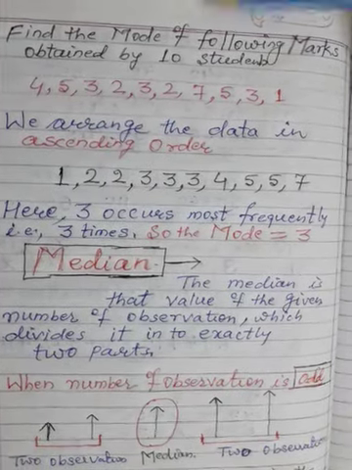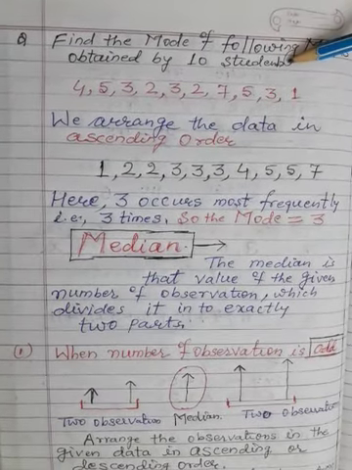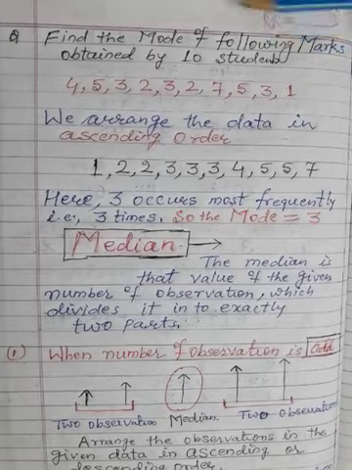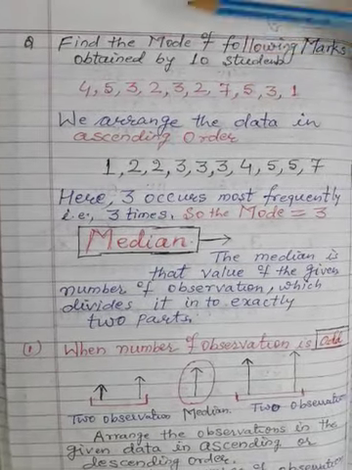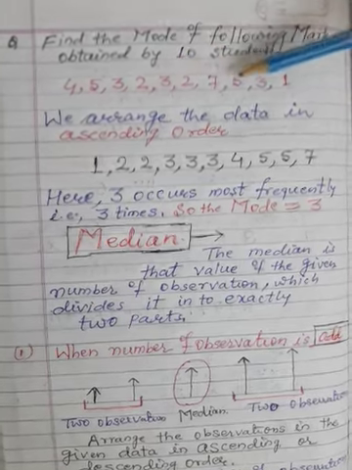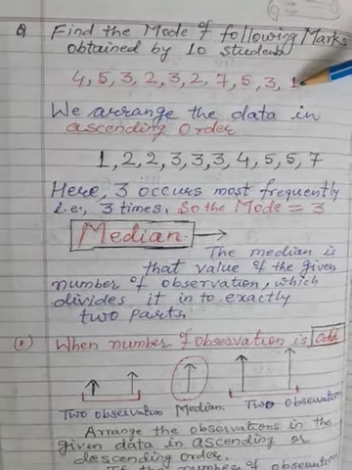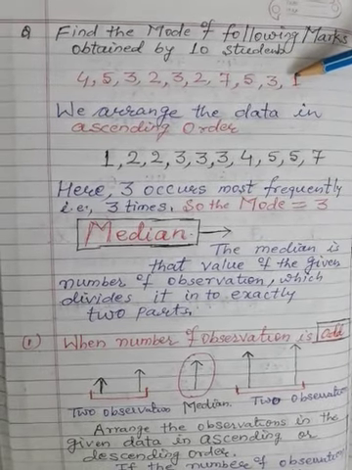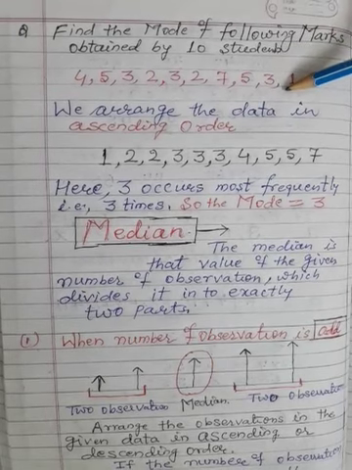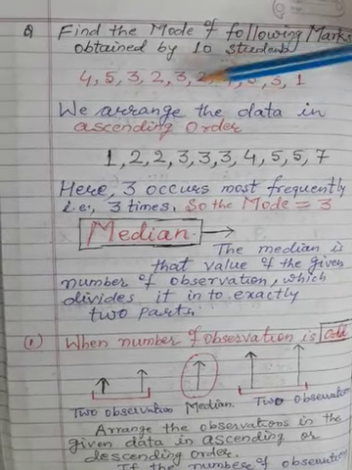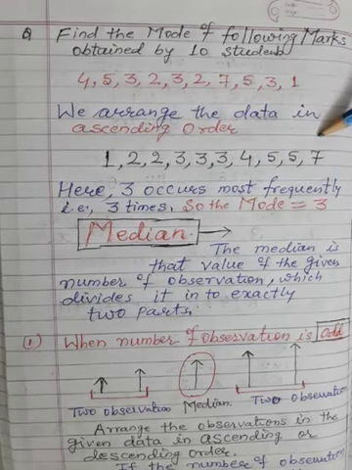Now this is the example. Find the mode of the following marks obtained by 10 students out of 10 marks. These are the marks got by the students: 4, 5, 3, 2, 3, 2, 7, 5, 3, 1. Now when you are going to calculate the mode, first arrange all the data in ascending order. Maybe descending, but we will arrange all in ascending order. So 1, 2, 2, 3, 3, 3, 4, 5, 5, 7.